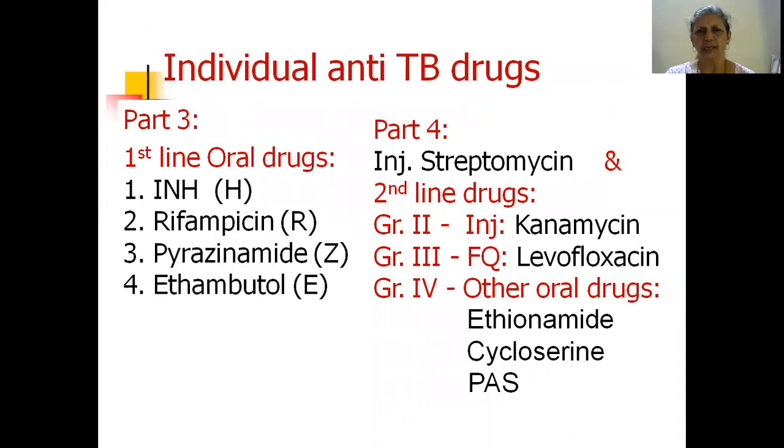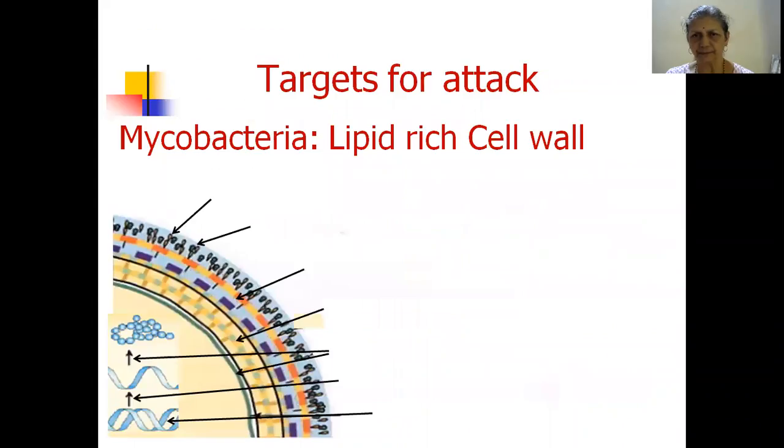So in Part 3, as I said, we would study the first line oral drugs, INH, Rifampicin, Pyrazinamide, and Ethambutol. And in Part 4, the injectable first line, injection Streptomycin, and groups 2, 3, and 4. From these groups, the ones which are being actually used in these RNTCP regimens will be studied.